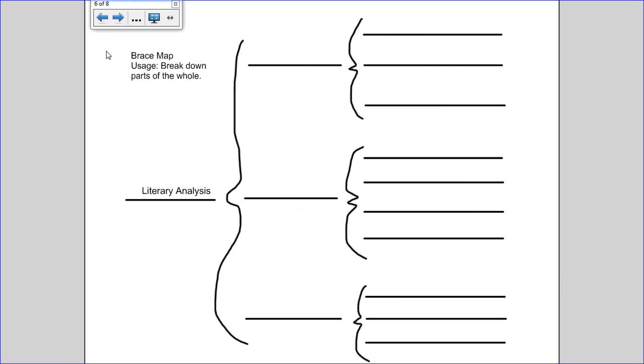All right. Now, we can do this also for outlining, for planning purposes. So I assigned to you a literary analysis. You want to have a literary analysis paper. Okay, so you're going to plan for the literary analysis paper using our brace map. Well, you know that every good paper is going to have an intro, a body, and a conclusion.